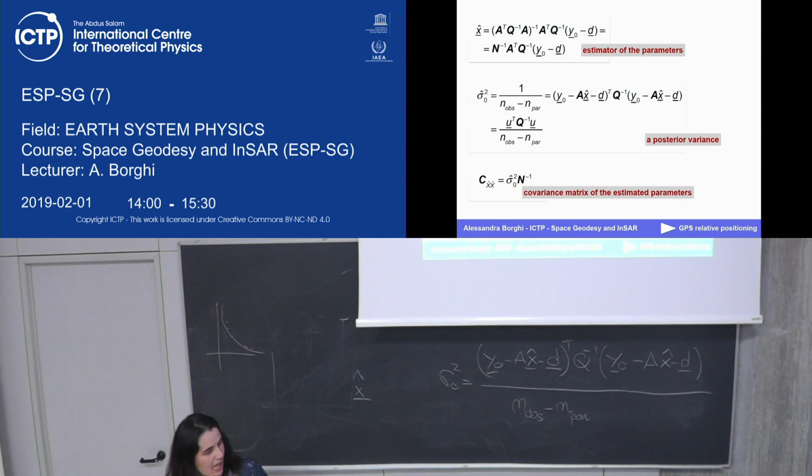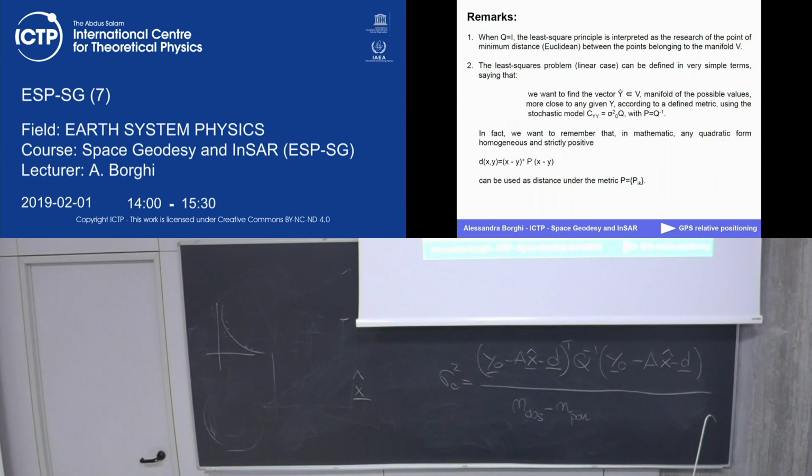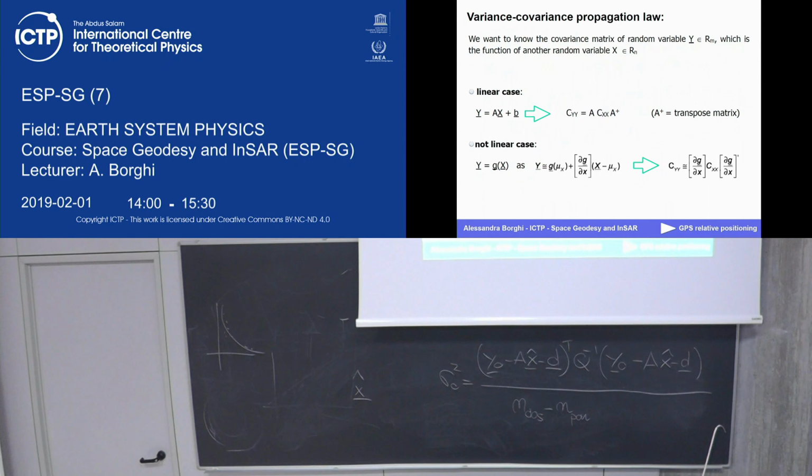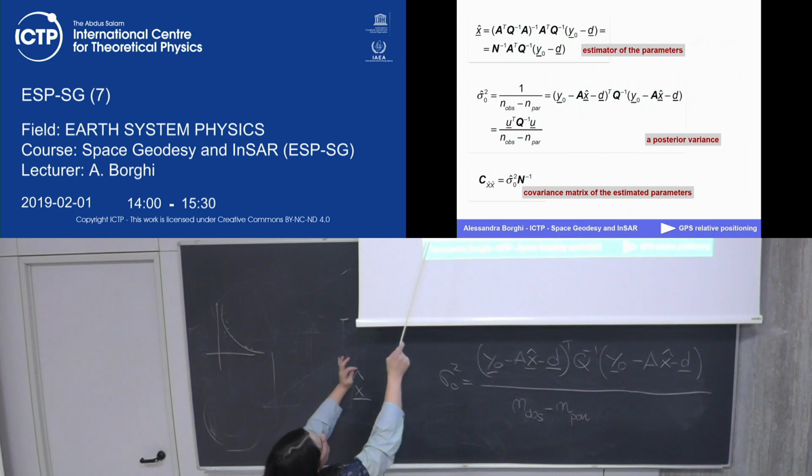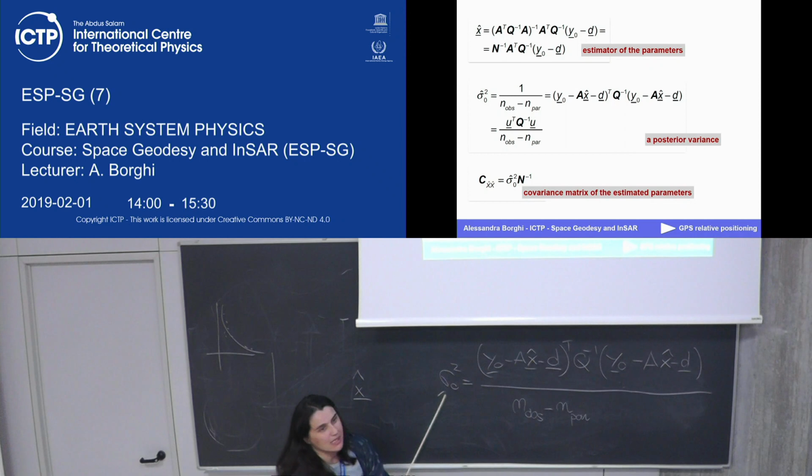So what do you see that is important? I don't remember if I put a slide, yes. You can see in this equation you have information about the design matrix, that means about the relationship between parameters, the functional model, so the relationship that you think there is between observation and parameter.